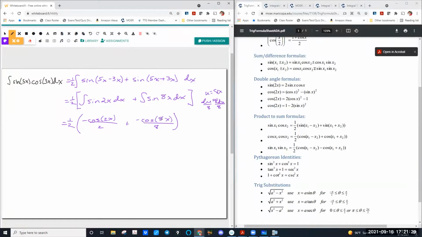Where does the 8 come from? We'll think about it again. We do the derivative of this. The chain rule would tell us we'd have to multiply by 8. So doing the antiderivative, we divide by 8.